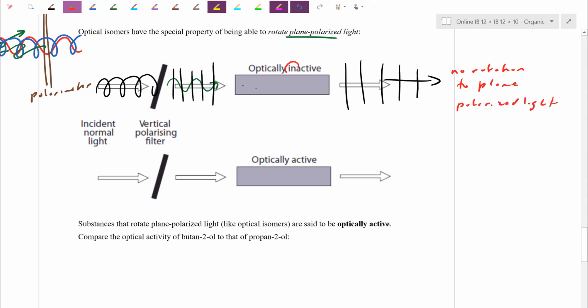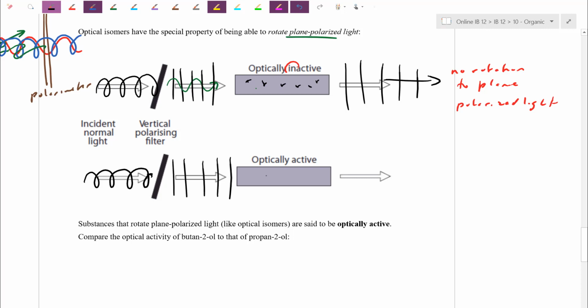So it was vertical going in. There's nothing in here, no R or S, that can actually twist it, so it's just going to stay vertical. What if it was optically active? Again, let's take our incident light here. It comes in as a spiral. We put in our vertical polarizing filter.